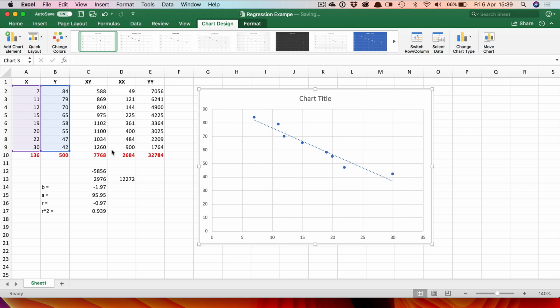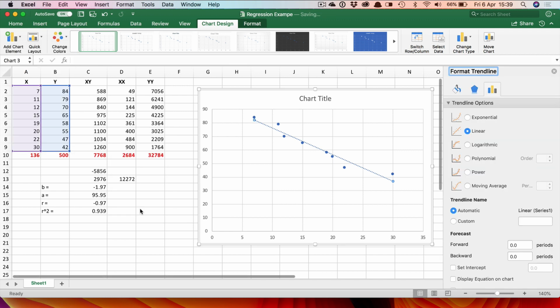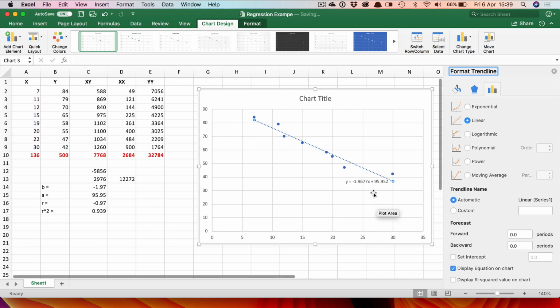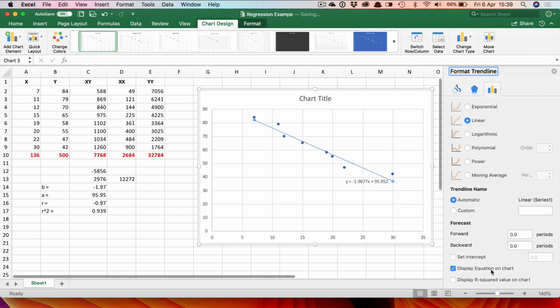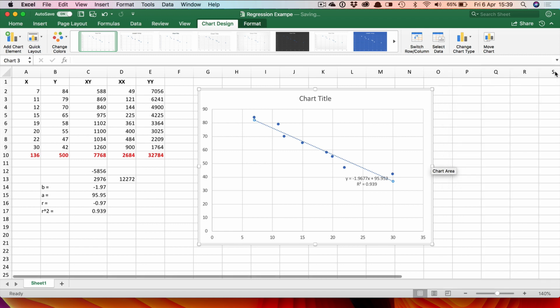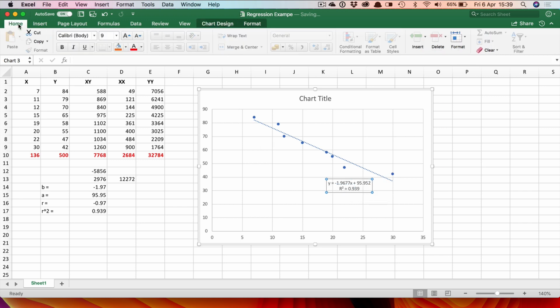So it actually puts the line of best fit on, and we can check our calculations by, if I return to this and go to more trend line options, I can then display the equation on the chart, and as you can see it's exactly the same as I calculated. You can also display the r squared, which again confirms my calculations. Let me just move this a little bit here and increase the font size so you can see it much better.